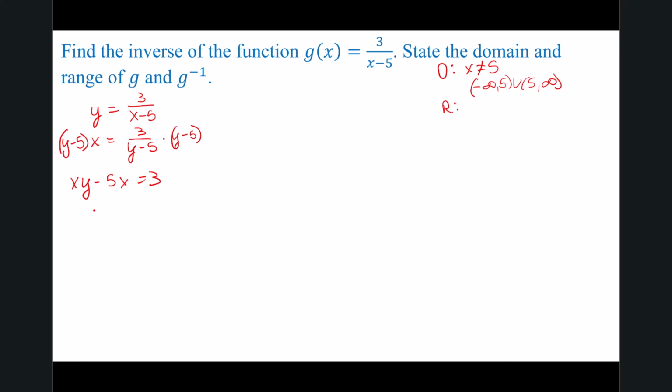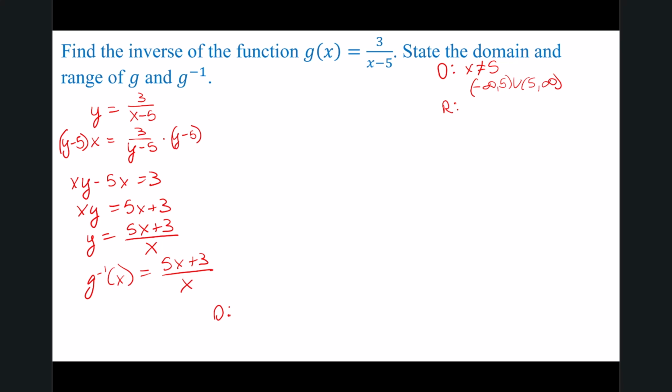Now I need to isolate the y term, so I will add 5x to both sides, and I get xy equals 5x plus 3. And then my final step is to divide by x, and now I have y by itself. So y equals 5x plus 3 over x. My inverse, g inverse of x, is 5x plus 3 divided by x.